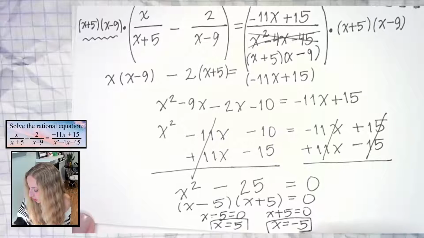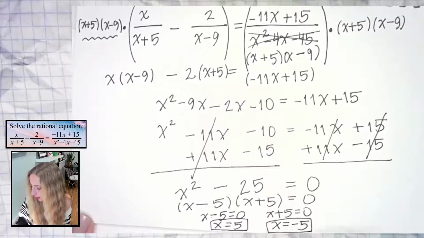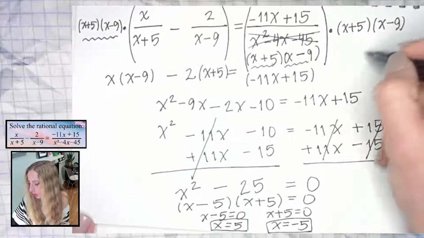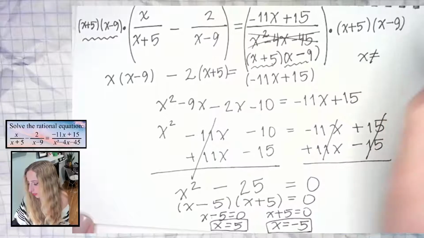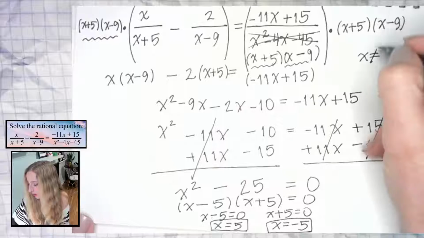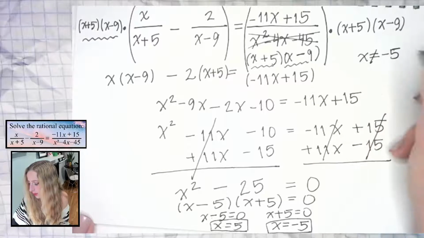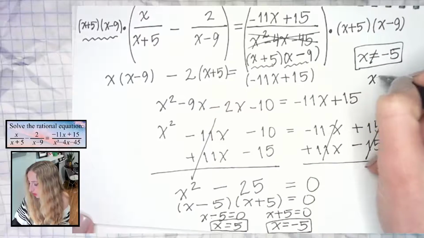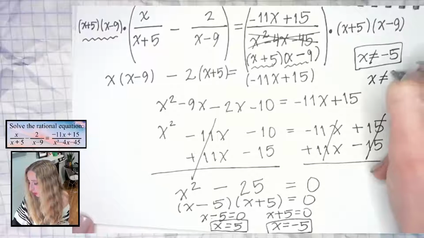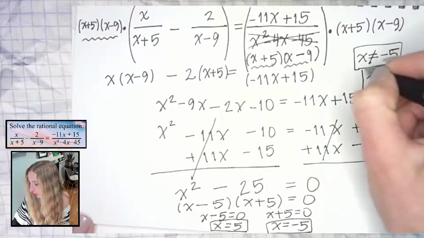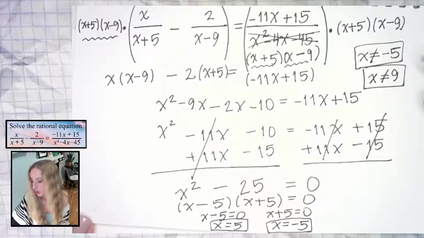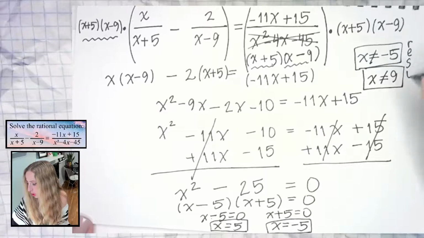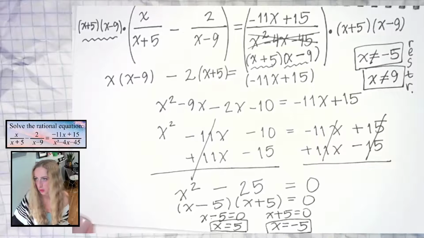I want to make sure that these solutions are allowed. Are they valid? So if we go back to the original equation, you also want to consider the factored form. What is it that x is not allowed to equal? Well, here, if x is equal to negative 5, I'm going to get a 0 in my denominator. So that is definitely not allowed. And if x is equal to 9, I also get a 0 in my denominator, which creates an undefined situation. So that's also not allowed. So now these are restrictions over here, right?